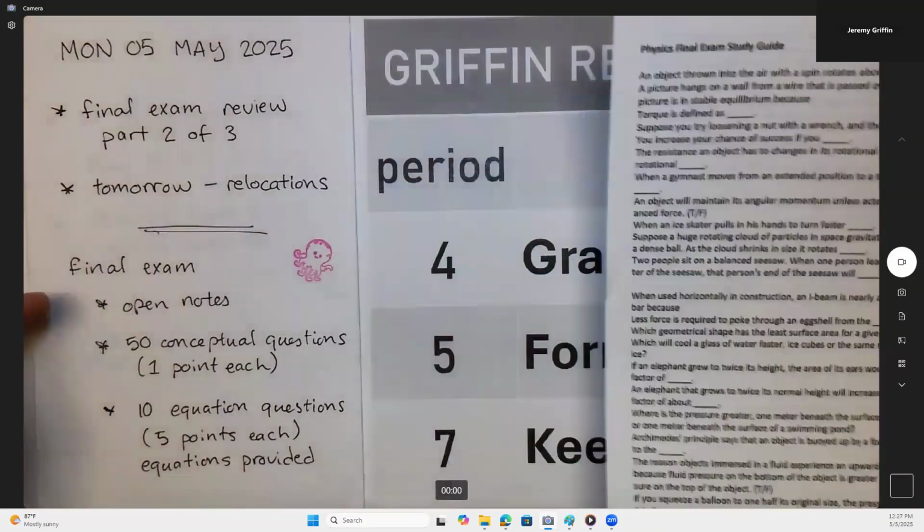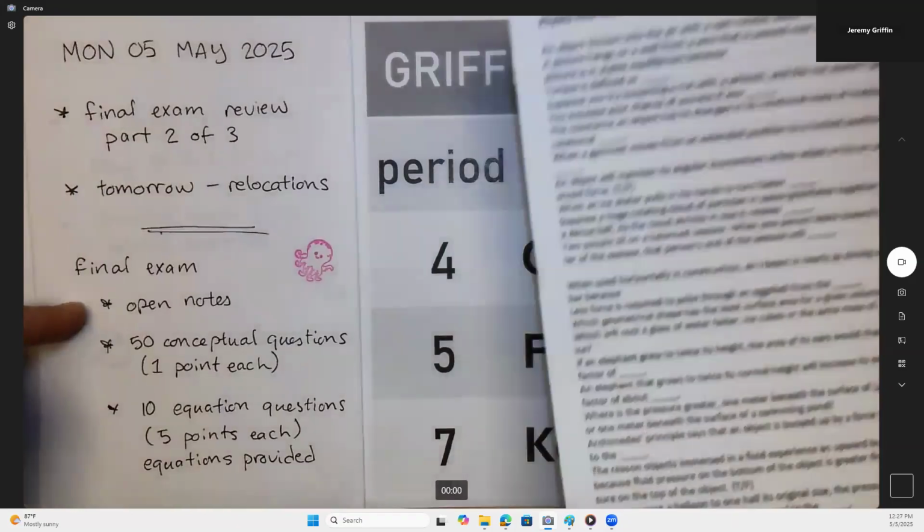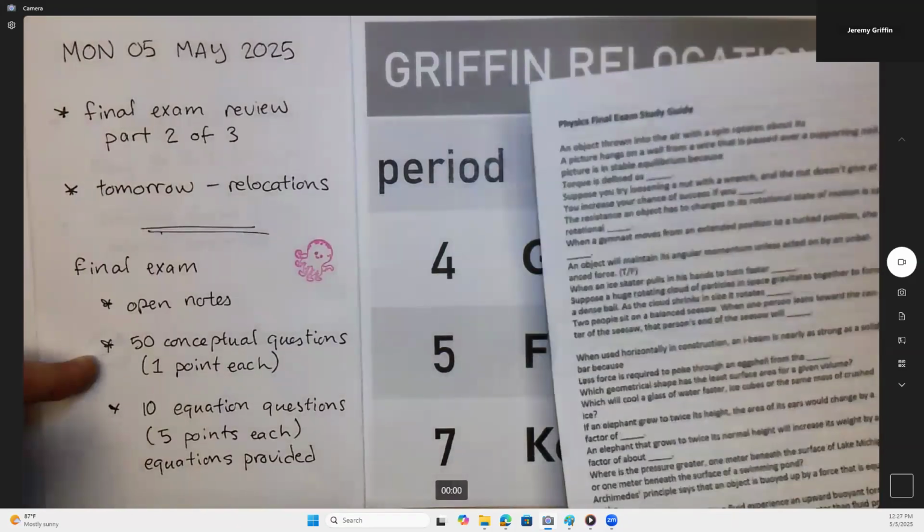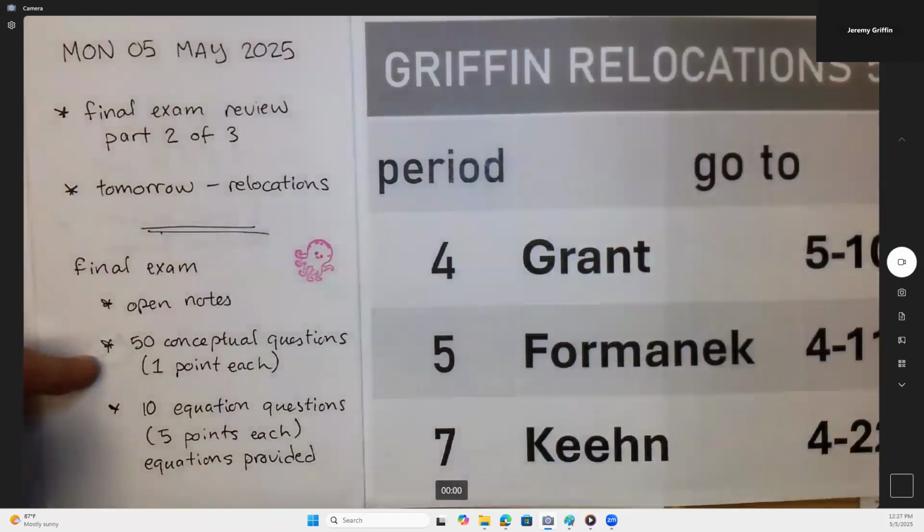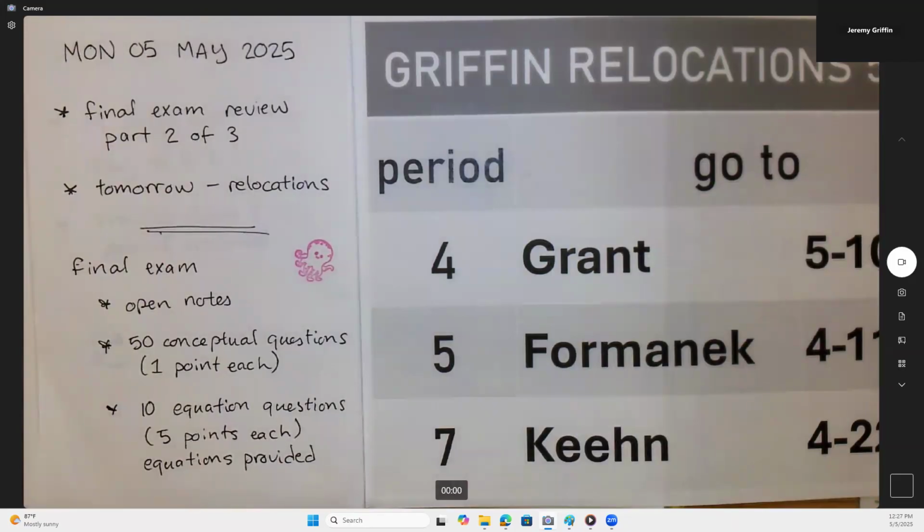Because you guys know the final exam is going to be open notes, which includes the study guide page, 50 conceptual questions, 1 point each. And then the second half is going to be 10 equation-based questions, 5 points apiece. I will provide you guys the equations. So you just have to know how to interpret them, how to plug the numbers in, how to do the algebra to solve. Okay, guys, good.